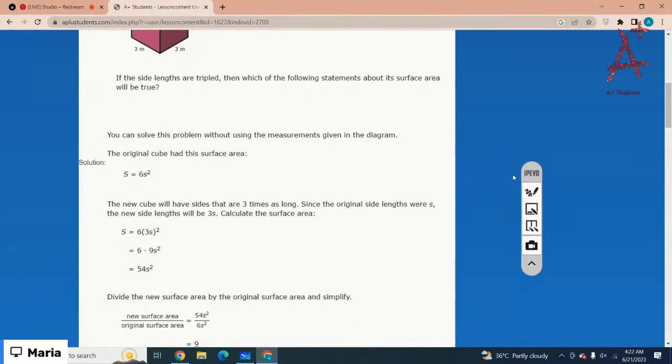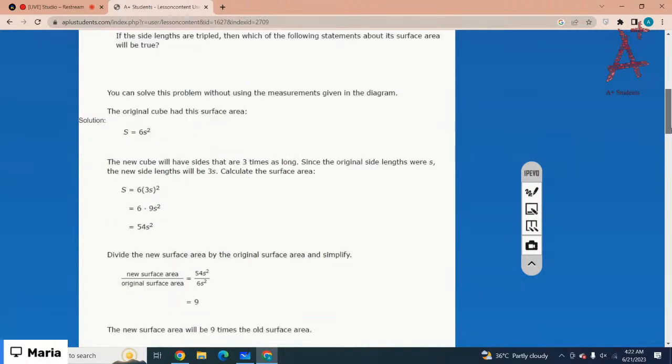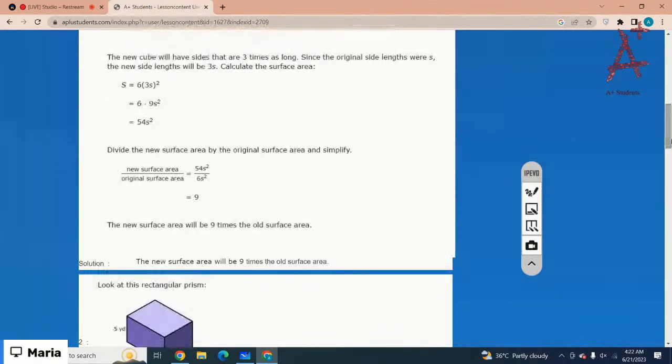You can see when we are calculating the surface area of the cube, first we have to do side times side, then we have to multiply it by 6. So basically, we are doing 6 times s square. Got it? So for the new cube, if you triple all the side lengths, you have 3s. That means it would be 9s square. So 9 times 6 is 54, so it would be 54 s square. 54 s square is the new surface area of the new shape, and the original one is 6 s square. When you divide them, that equals 9. That means the new surface area will be 9 times the old surface area. Got it?